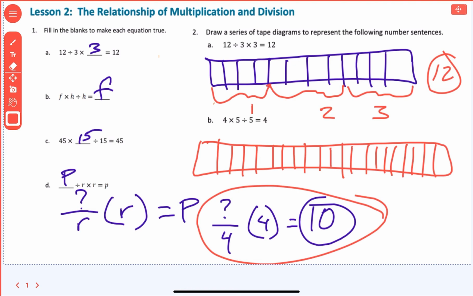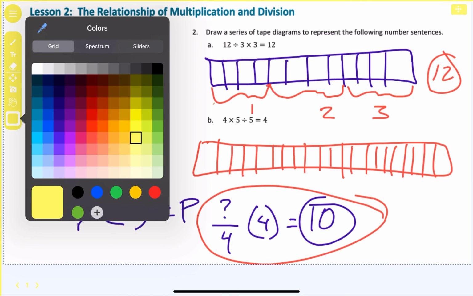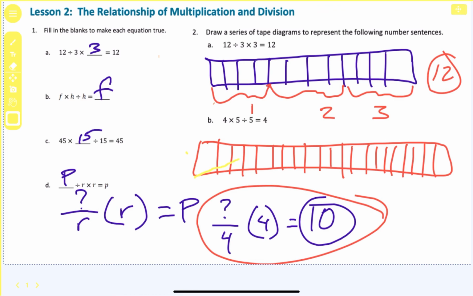Now, if I divide them by 5, let's go with 1, 2, 3, 4, 5. Oops. Is that right? Should have been here, here, and here. Well, that's 1, 2, 3, 4. I'm back to 4 again. Okay.